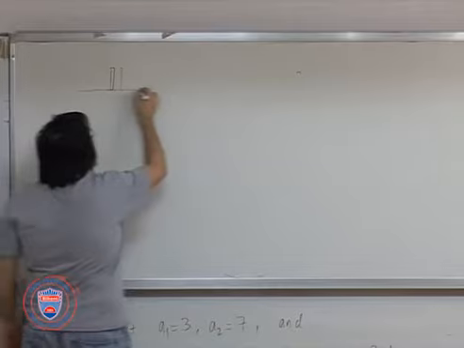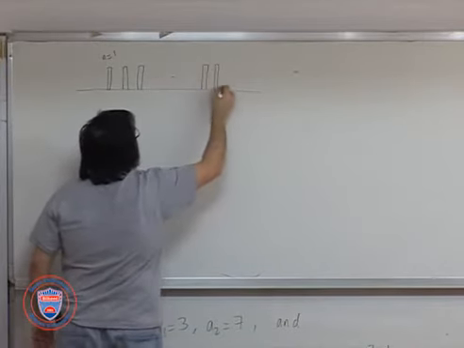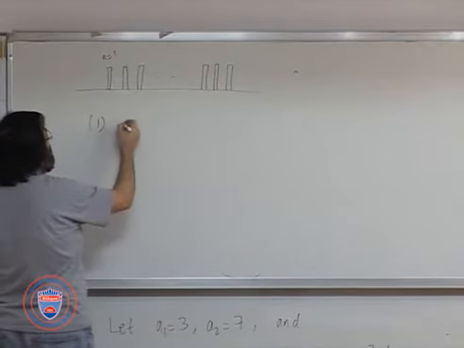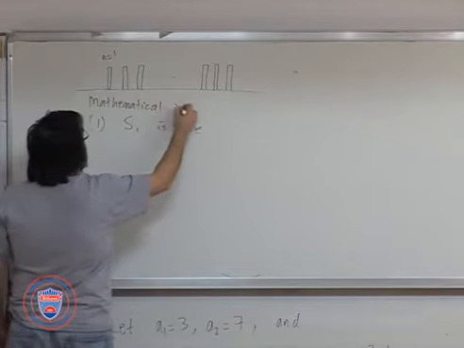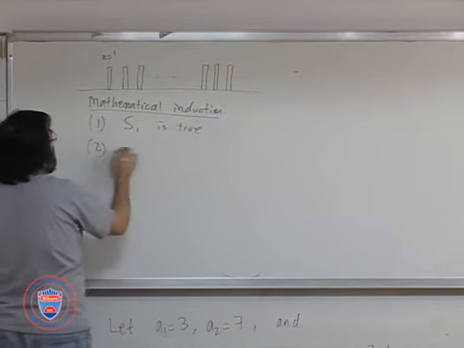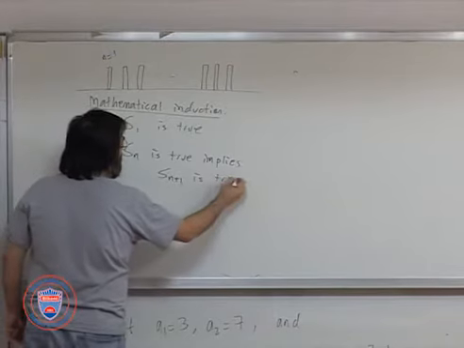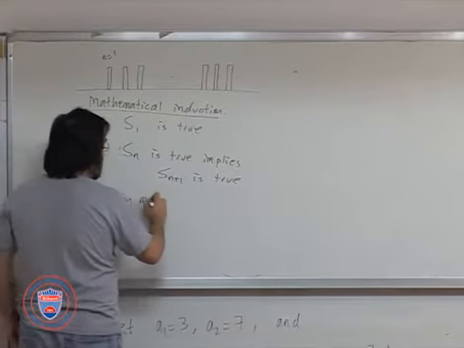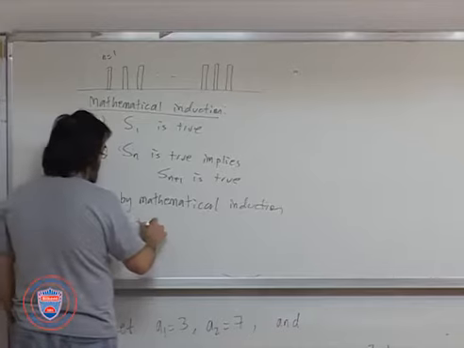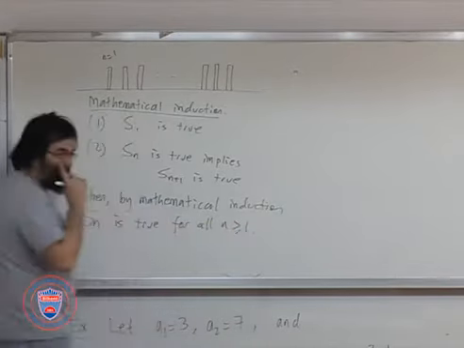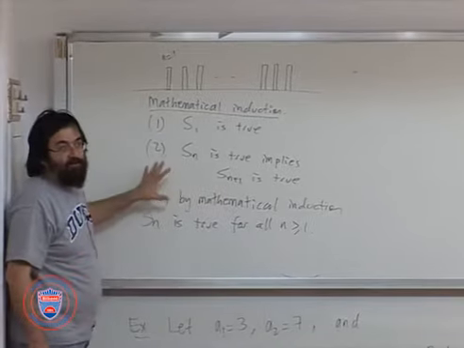So remember we had the dominoes. Let's say n equals 1. So induction said first domino falls. This one is true. So this is the mathematical induction. Second, we said Sn is true implies Sn plus 1 is true. Then, by mathematical induction, Sn is true for all n. See, it strictly says the only thing you need to know is that if a domino falls, the next one falls. This is all you need to know.